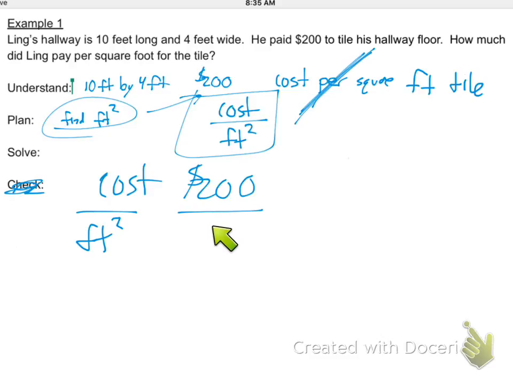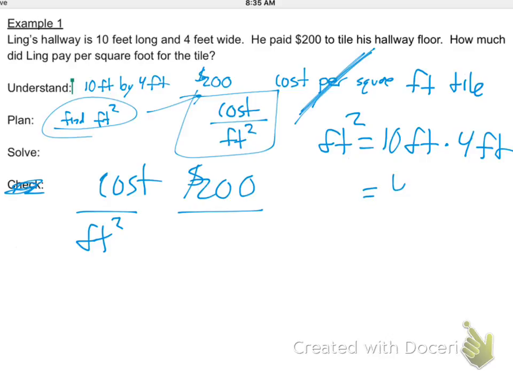Multiply 10 by 4. Over here, our feet squared is 10 feet times 4 feet. A multiplication symbol between feet times feet is feet squared. And what's 10 times 4? 10 times 4 is 40. So we get 40 feet squared. That's the missing piece we needed, so we're going to put that under here.